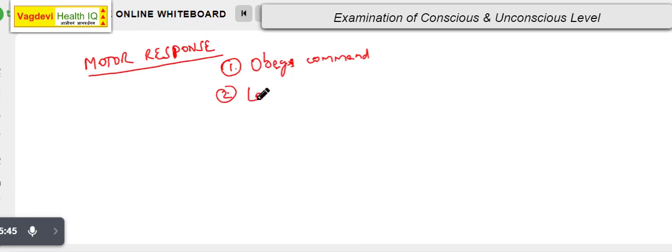Now the second component could be localizing to pain. It means you have told something and he hasn't responded, so what happens when you apply some pressure to the supraorbital nerve? You may have to increase the pressure on the supraorbital nerve. Is there any pain? He'll try to touch that. So localizing to pain, we say.